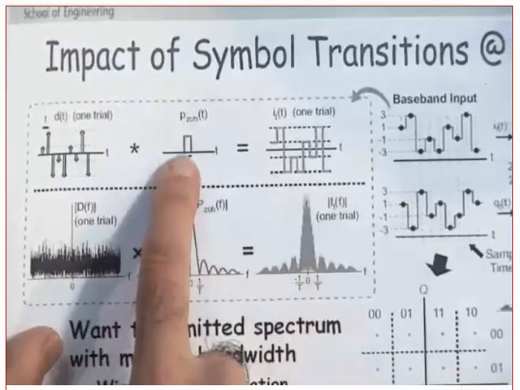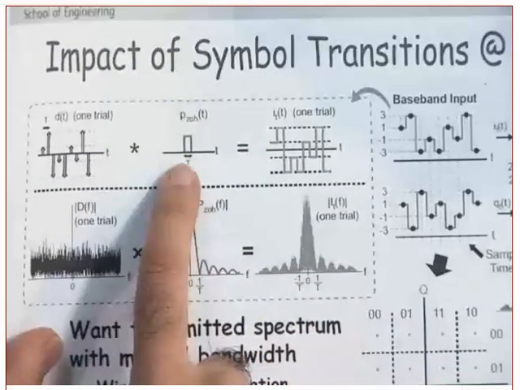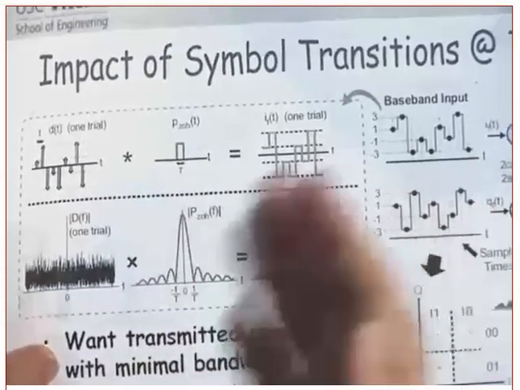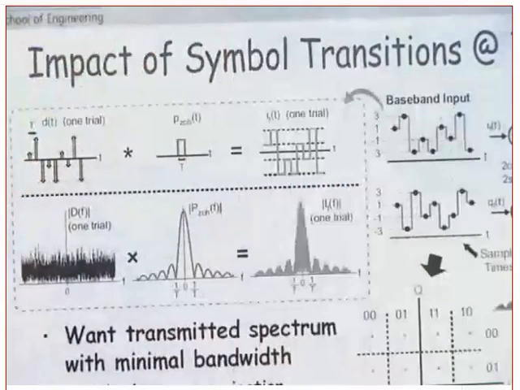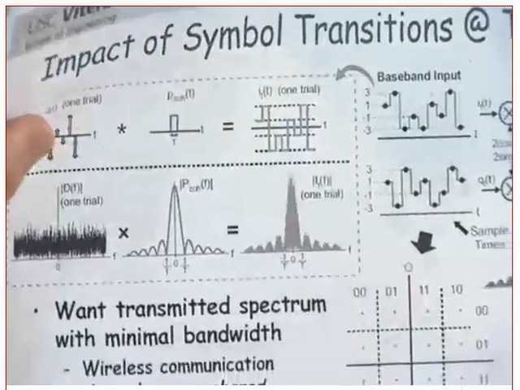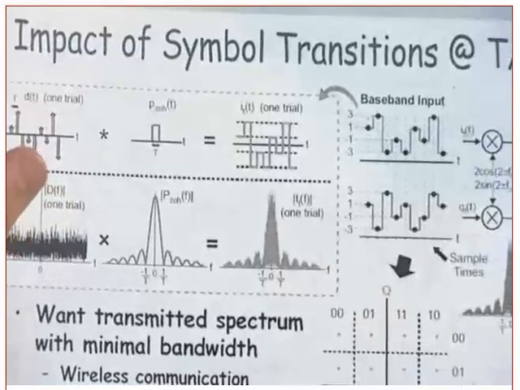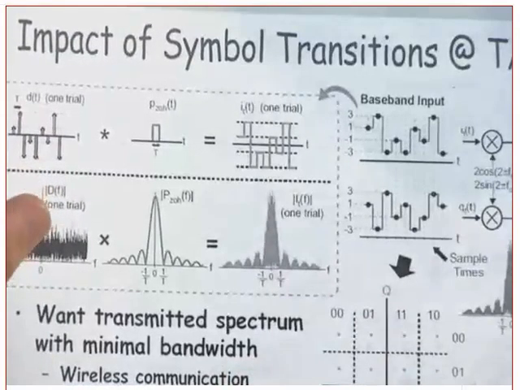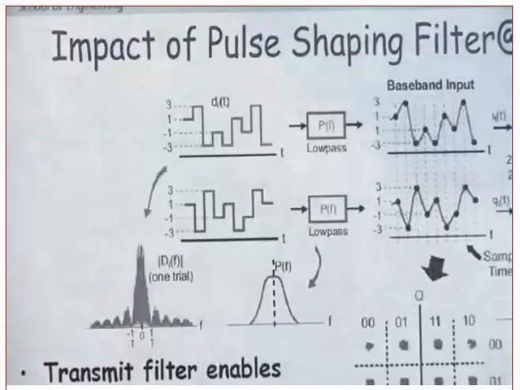This is called pulse shaping. And which pulse am I using? Which shape? Square. In a minute, we will see that if you use some smoother shapes, you might end up with a more compact spectrum. Why? Because the signal is changing slowly. I will show you that in just a second.